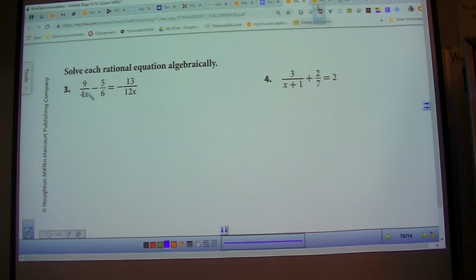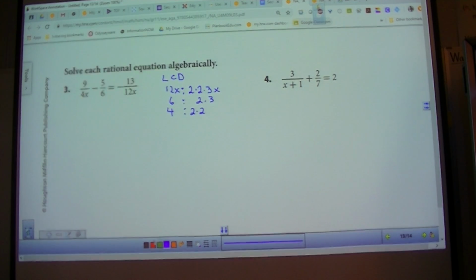Okay? So I don't know if everybody understands the reason why we've done it, what we're trying to accomplish. So back over here, LCD. Well, we got 12x, 6, and 4. Let's look at the factors of 12. 12 has got what? 2 times 2 times 3 times x. So that's 4 times 3 and then times x. What is 6? That's 2 times 3. And then 4 is 2 times 2.